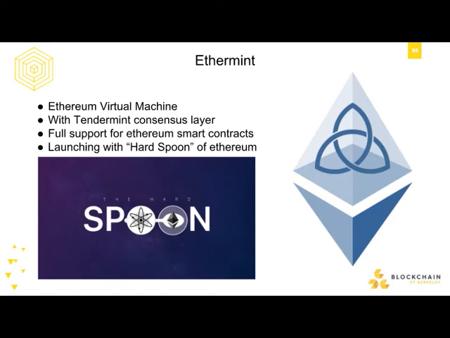They are doing what they call a hard spoon, which is basically a hard fork, but less contentious. They are working with Ethereum, and I guess they and Ethereum are cool about all this. When the Cosmos network launches, they are going to make a copy of the entire Ethereum state and copy it into Ethermint.